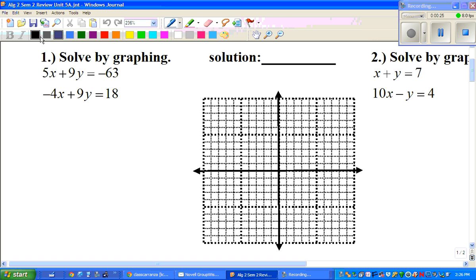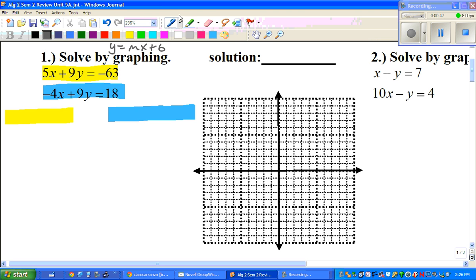And remember, when we are graphing, we want it to look like y equals mx plus b. Neither of those graphs are like that, so we're going to have to change them. There are our two equations. We got 5x plus 9y equals negative 63, and negative 4x plus 9y equals 18.